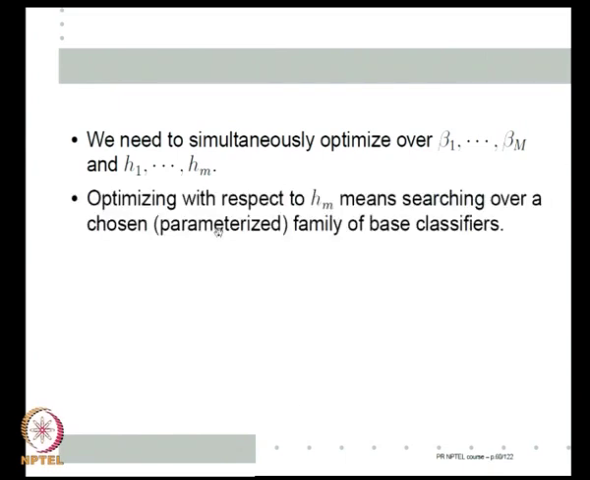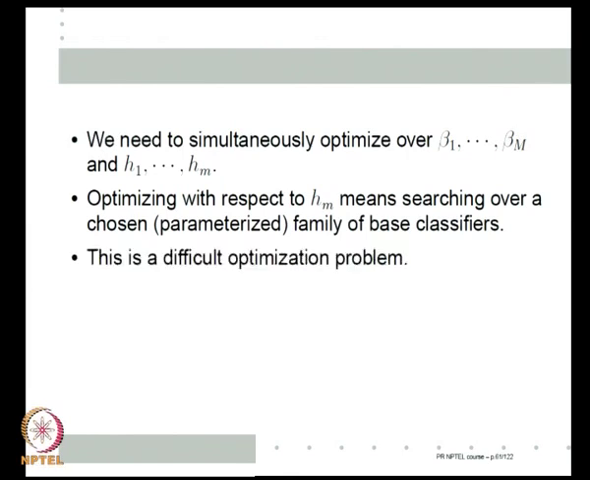What do you mean by optimizing over h_1 to h_M? That means, for each h_m we are searching over a class of base classifiers, maybe there will be some parameters, a parameterized family of base classifiers. So, those parameter vectors are what we have to learn. So, we have to optimize over so many parameters at a time. This is a really hard optimization problem.